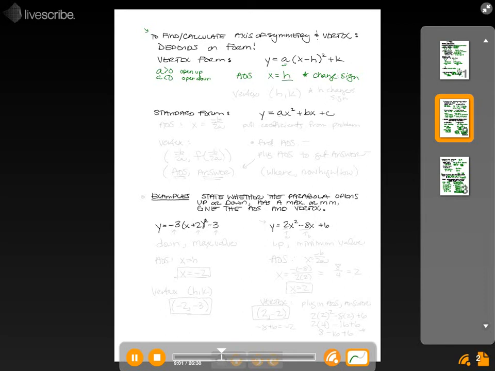So we want to make sure we change that sign. If it were positive in the formula, when we have a number in there, then we would change it and make it a negative. And this will make more sense when we do an example. Just remember to change the sign.